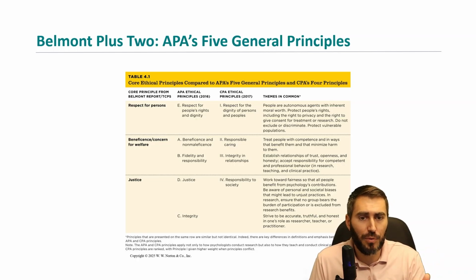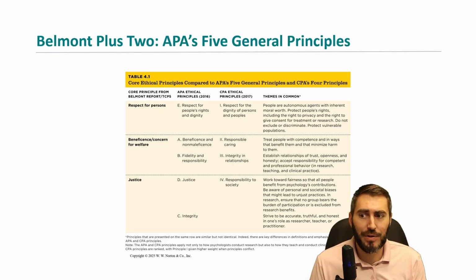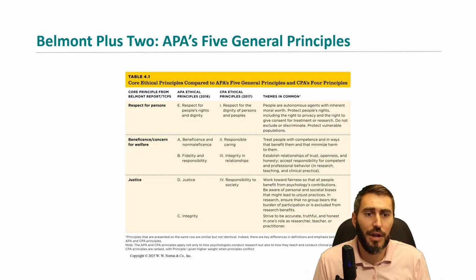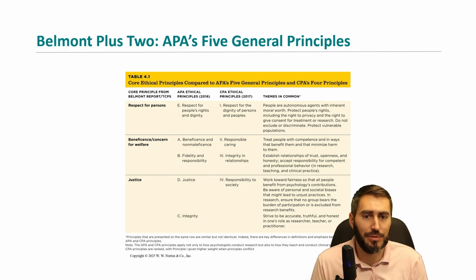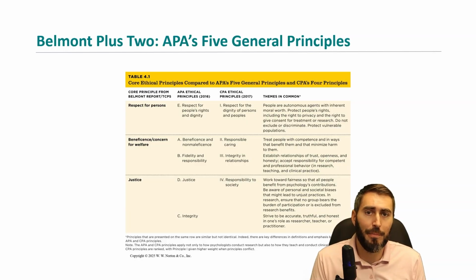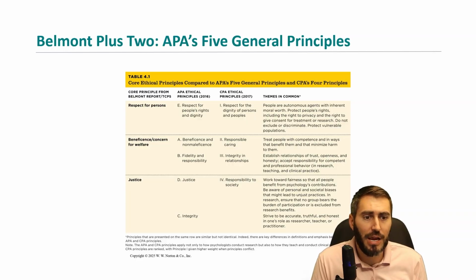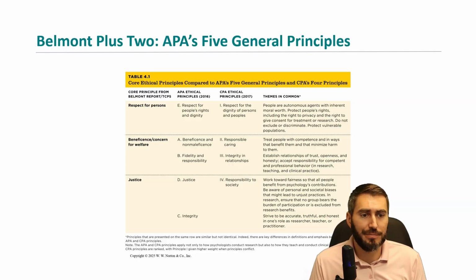And so you can see the 3 core principles from the Belmont Report on the left, and you can see how those are expanded upon in the APA 5 principles. So respect for persons really stays the same. And then beneficence, or concern for welfare, gets broken up into two components. We have the same idea of beneficence and non-maleficence, or basically, maximizing benefit and minimizing harm. But then we also have this other component, which is fidelity and responsibility, which is basically having this openness, this trusting aspect, and this professional behavior when conducting your research.